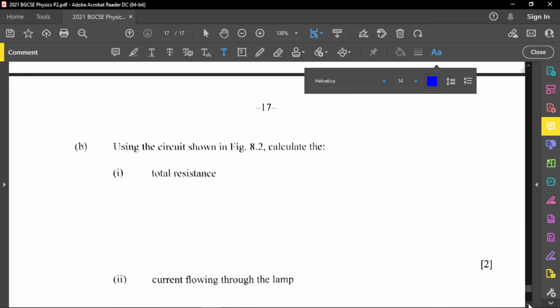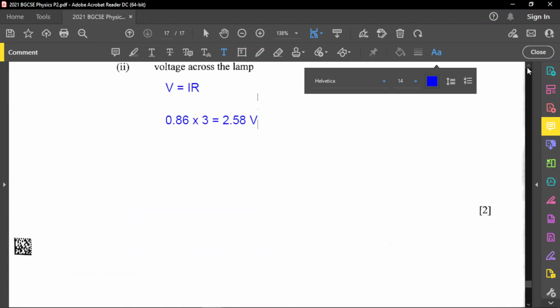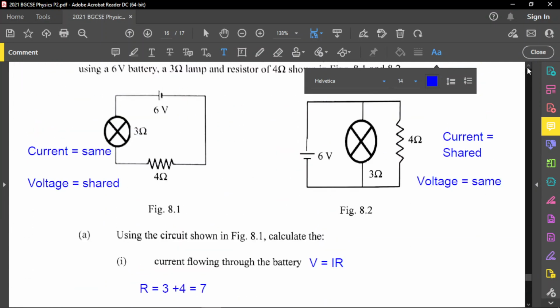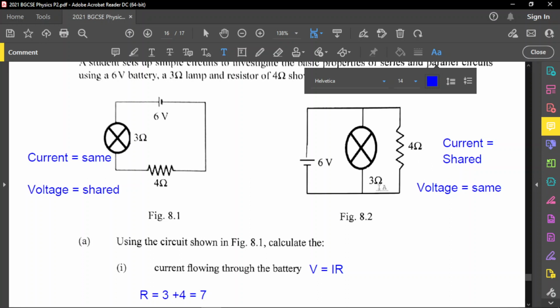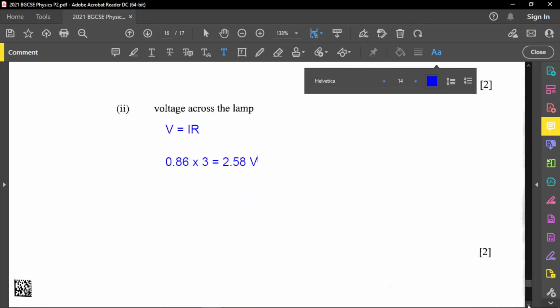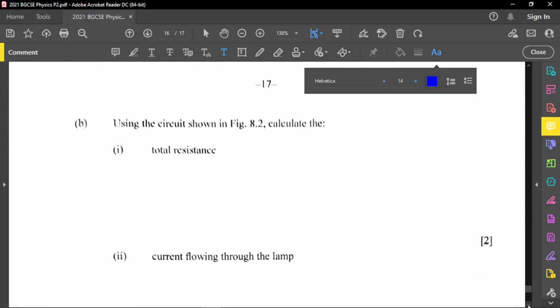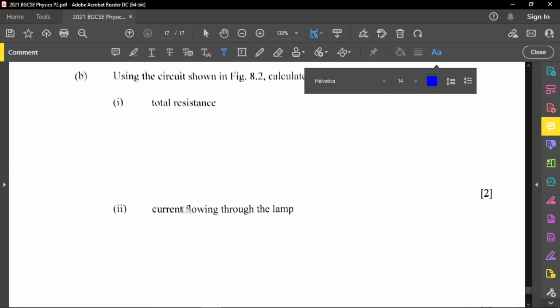Using the circuit shown in figure 8.2, calculate the total resistance. The total resistance can be calculated in 2 different ways, and I'm going to show you. This short formula is only for 2 resistors. Here the 2 resistors are 4 and 3. So let's calculate the total resistance in the parallel circuit, and that is 2 lamps.